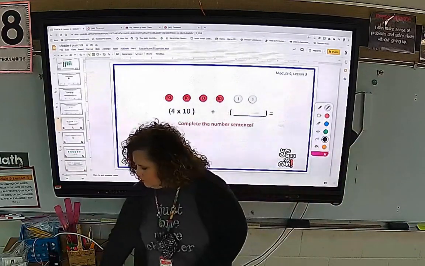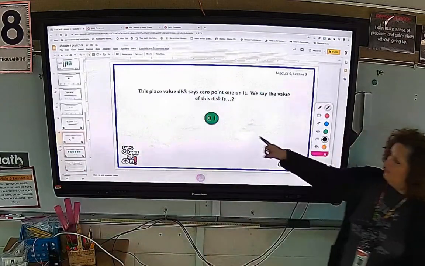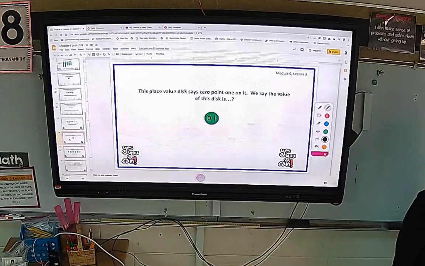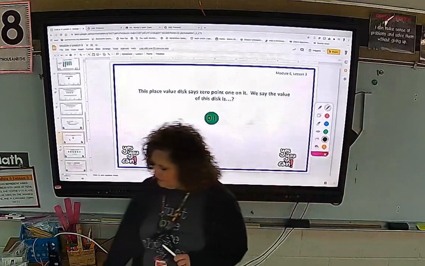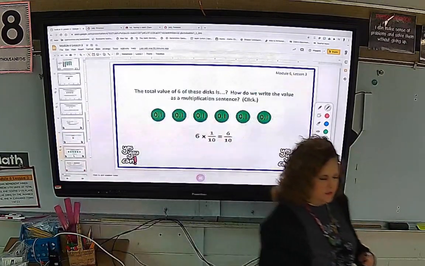Okay. Well, what if we have a 0.1 in a number? What if we have a large number or any size number and it has a decimal with it? How do we show that with expanded form? Okay. That's the part we don't know. So let's try this on our board.